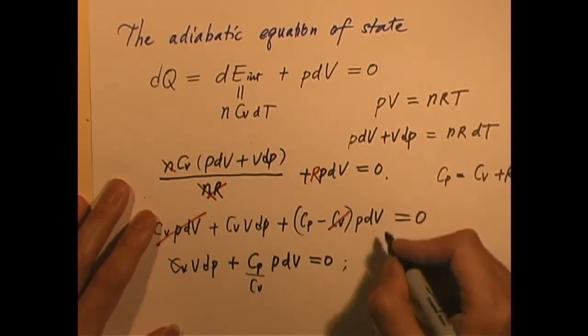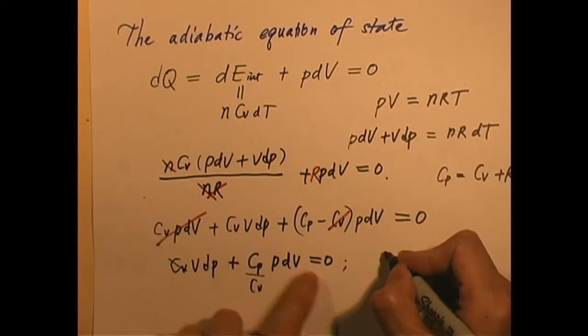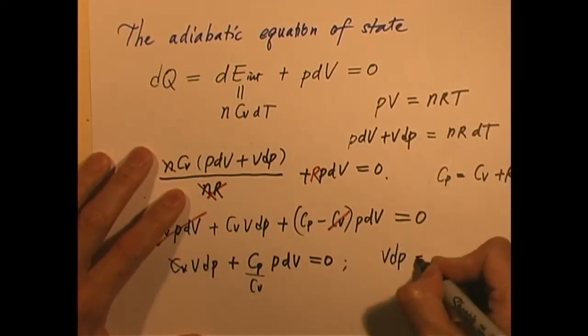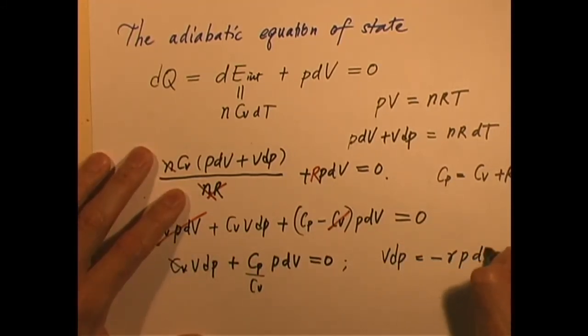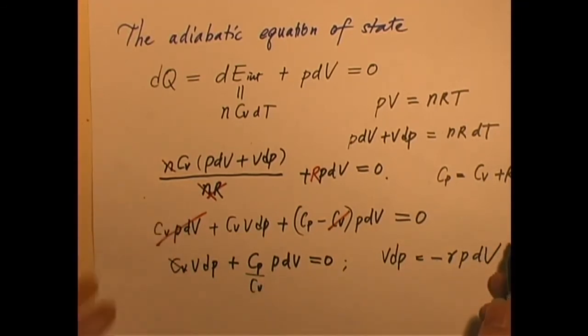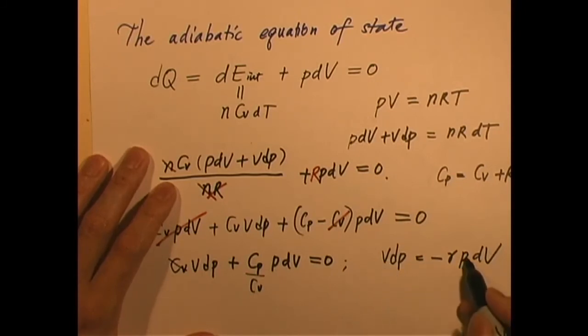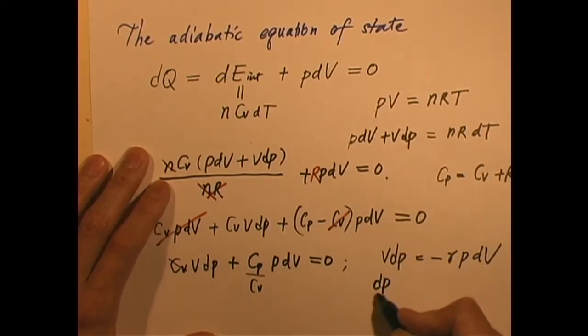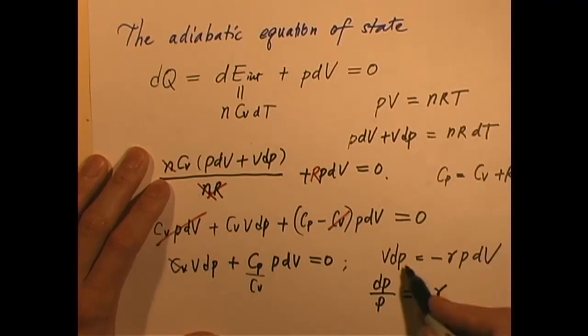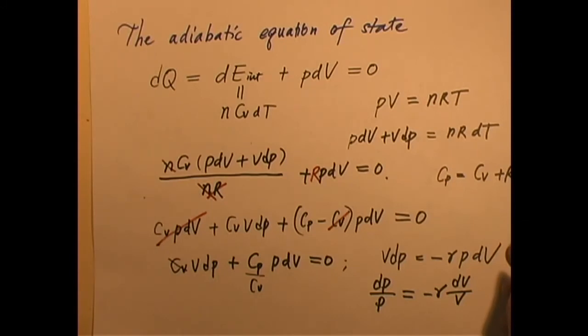Let me first move this term to the other side. VdP equals negative gamma PdV. Right? Gamma is Cp over Cv. Move it to the other side. There's a negative sign here. And then I'm going to put all the V to this side, put all the P to that side. So basically I'm dividing everything by PV. So this term is now dP over P. The other side, negative gamma, you divide this by PV, so that's dV over V. We're now ready to integrate.